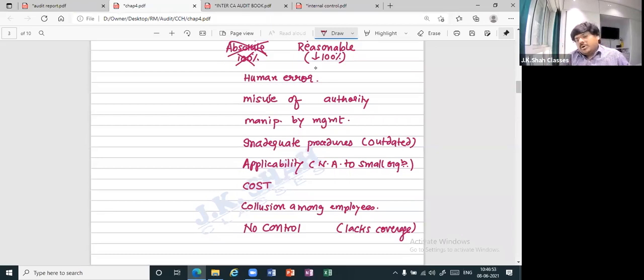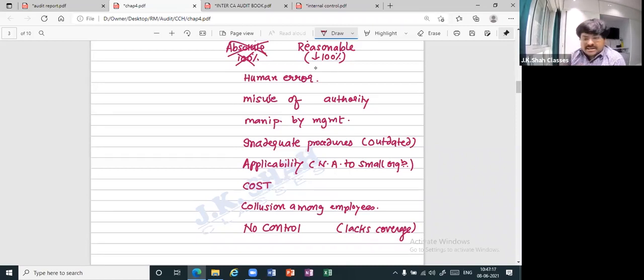I hope you followed. Come on, tell me one by one. First, there is always a chance of human error. Then misuse of authority. Next, manipulations by management. Next, inadequate procedures. With a change in time, if you don't change, the system becomes outdated. Next, applicability. It is not applicable to small organizations because segregation of duties is not possible in a small organization. They cannot afford it.